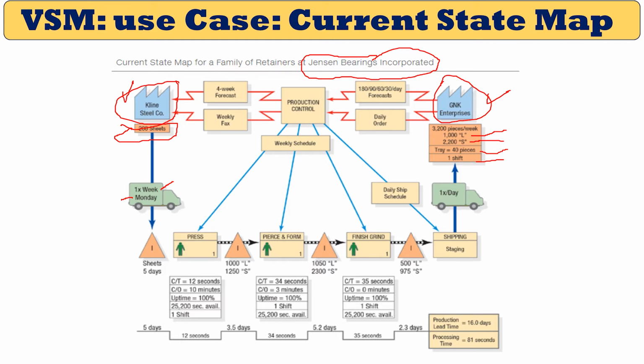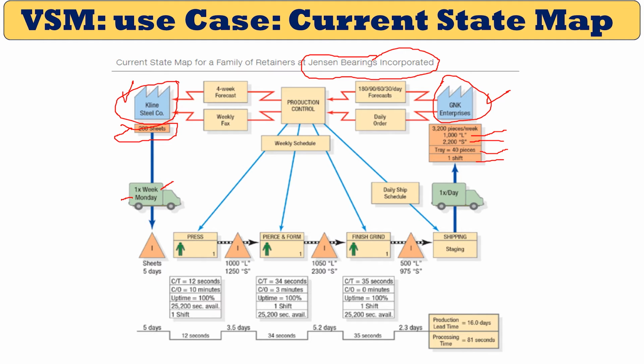In this case, the product family consists of small and large retainers. If you recall from our video on the value stream mapping process itself, we said that you have to choose the product family before you go and take a walk to collect the data. So the product family here consists of a large retainer and a small retainer.